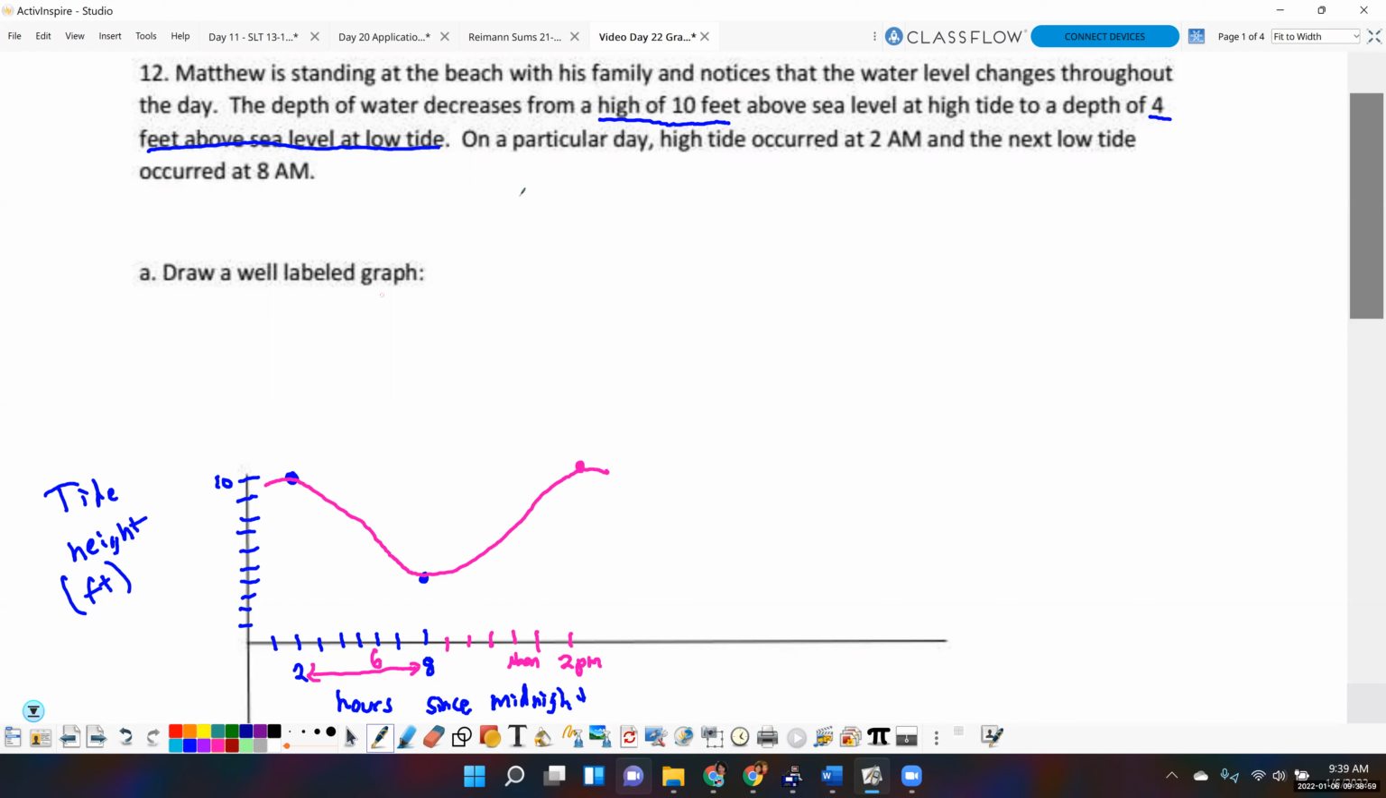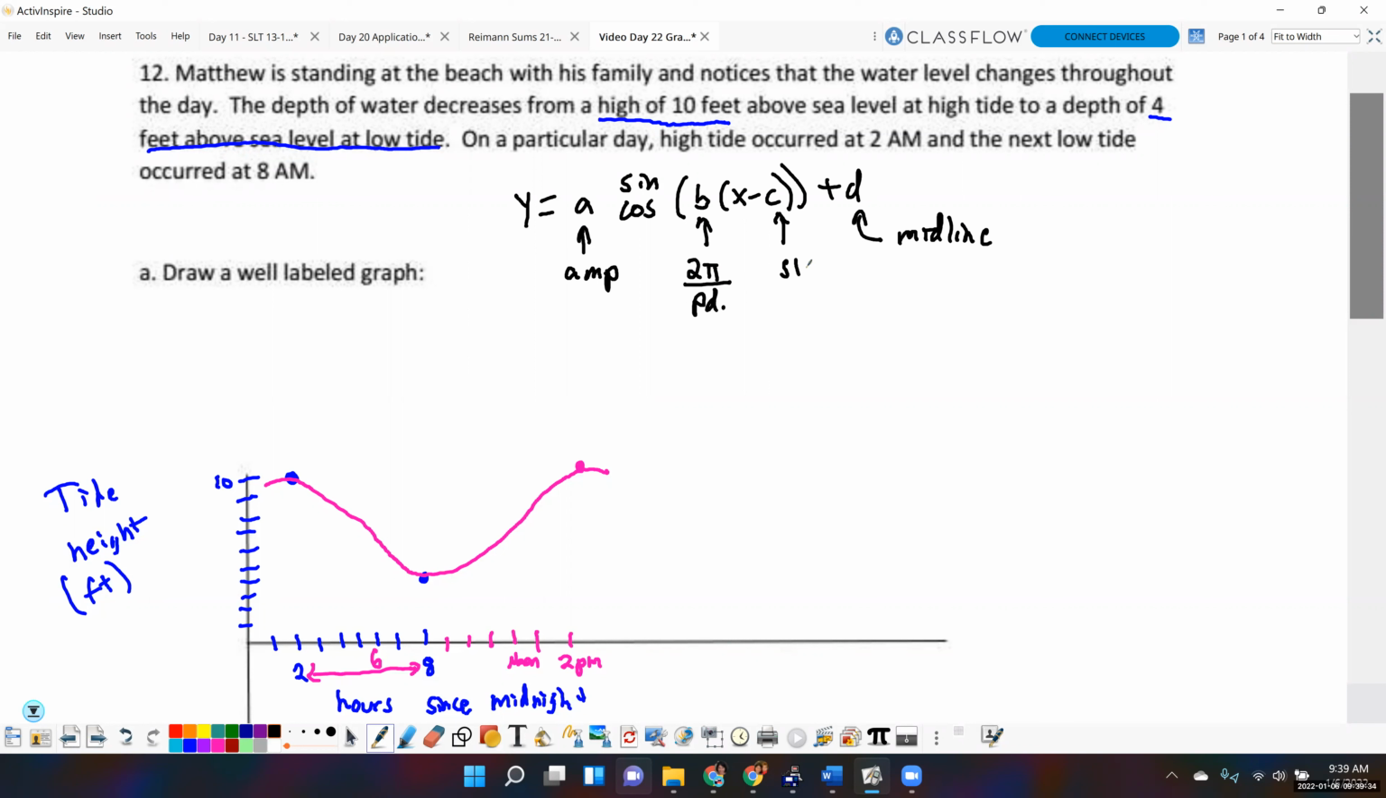So here we go. I want to remember that all sine cosine functions go A, and then either sine or cosine, B, x minus c plus d. A is my amplitude. D is my midline. B is the horizontal dilation, which affects the period, and B can be found by taking 2 pi and dividing it by the period. And C is kind of like my starting point. It's my horizontal translation.